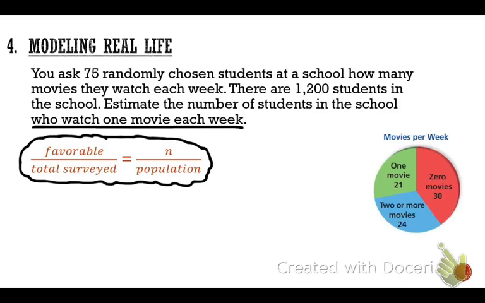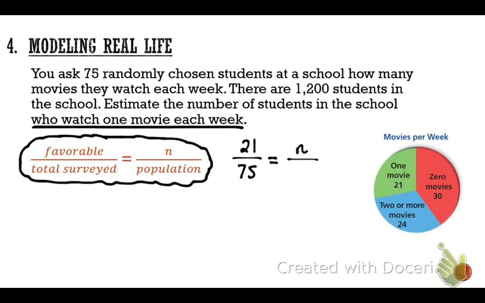So let's start with our formula here. Favorable over total. Guys, what am I looking for right now? How many people watch what? Movies. How many movies? 1 per week. According to my graph here, how many people watched only 1 movie per week? 21. Out of how many total did we survey? 75. Part over whole, or favorable over total. 21 out of 75 decided, hey, I only watch a movie per week. Equals n over the population. N is what we're looking for, how many total people we are guessing watch a movie a week. Divided by, Michaela, how many total people are there in the school?